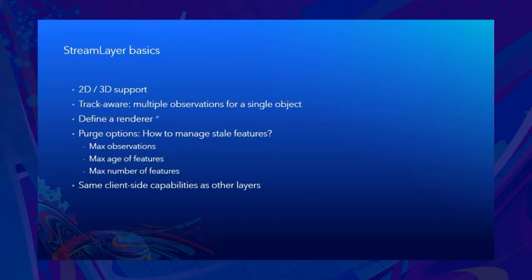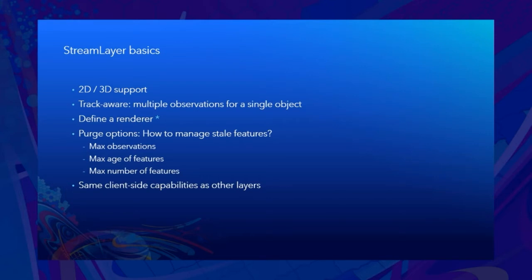So some of the basics, these are the cliff notes about the stream layer. First of all, you can display this data in both 2D and 3D. There's track awareness. So if you have, say, a moving object and multiple observations are sent for that same object, basically it's tracked using a track ID. So we know to display just the amount of observations you want for that individual object. You can also define a renderer. So if you want to display, say, a plane and the size of the plane based on the altitude, you can use visual variables and use all of the rendering capabilities in the API to display that data on the map.